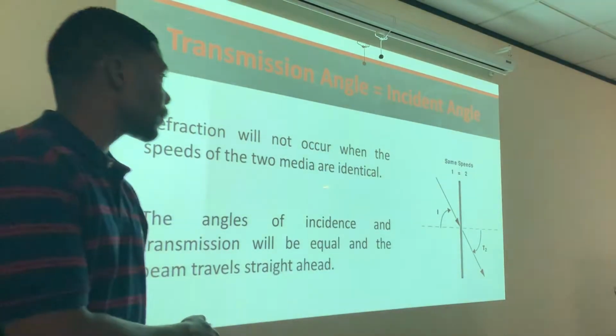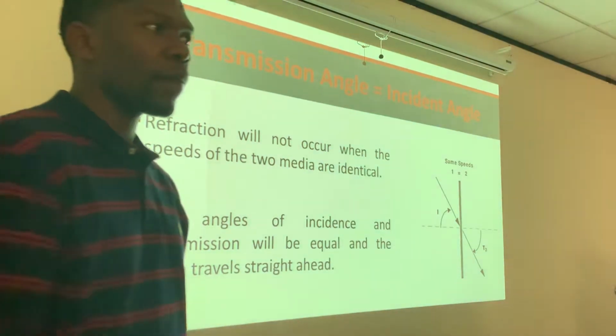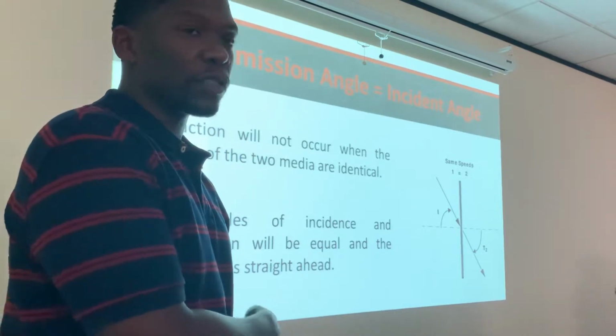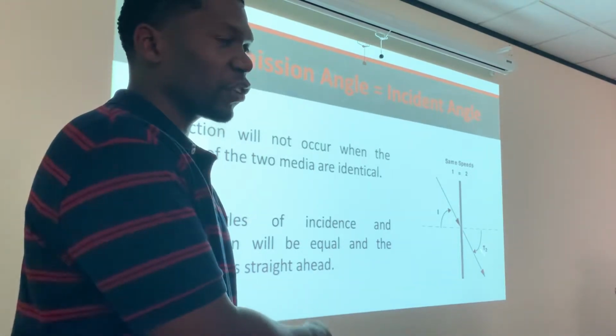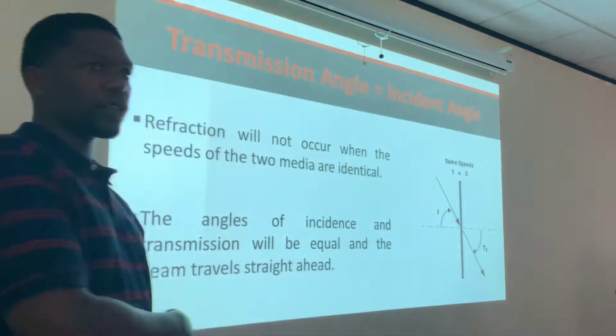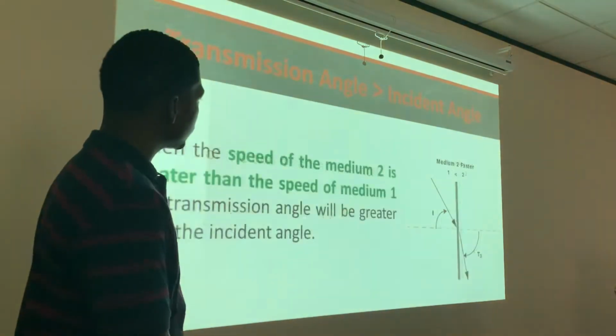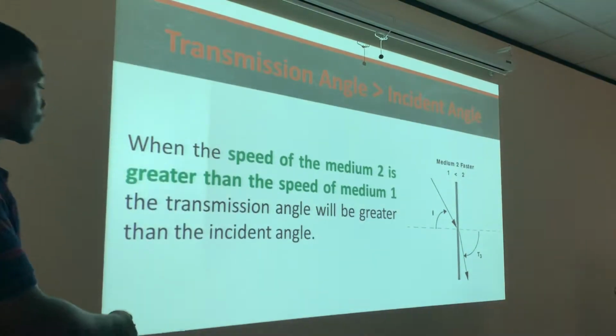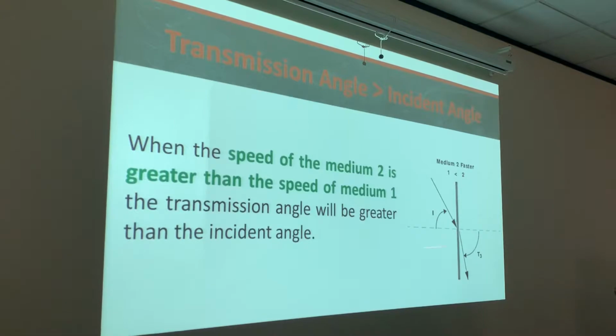Absolutely. So again, if the two medium speeds are the same, guys, we're still talking about oblique incidence, right? If the two mediums have the same propagation speeds, we're not going to get refraction. It's going to travel straight through. Perfect transmission. But if our transmission angle is greater than our incident angle, when the speed of medium 2 is greater than our speed of medium 1, remember, medium 1, that's our incident angle, right? Medium 2, that's our transmission angle, right? The transmission angle will be greater than the incident angle.